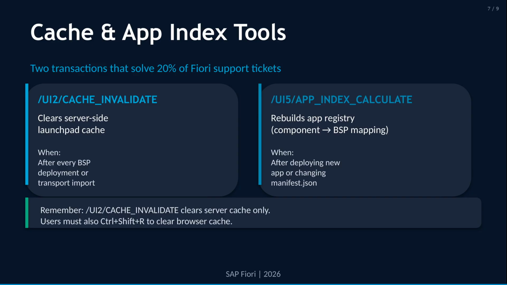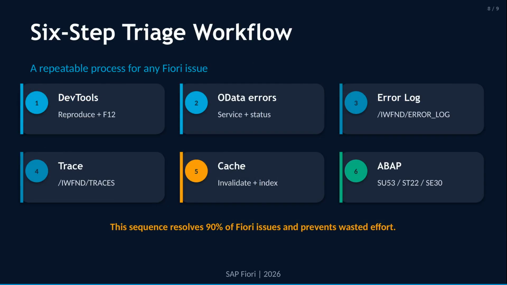Second, OPA_index. The app index is the registry that tells the Fiori Launchpad which apps are available, their URLs, and their component IDs. After deploying a new app or changing a BSP application, you must recalculate this index. If a newly deployed app does not appear in the Launchpad, it is not indexed. Schedule these to run automatically after transport imports using the SICF post-processing framework or as a step in your CI/CD pipeline.